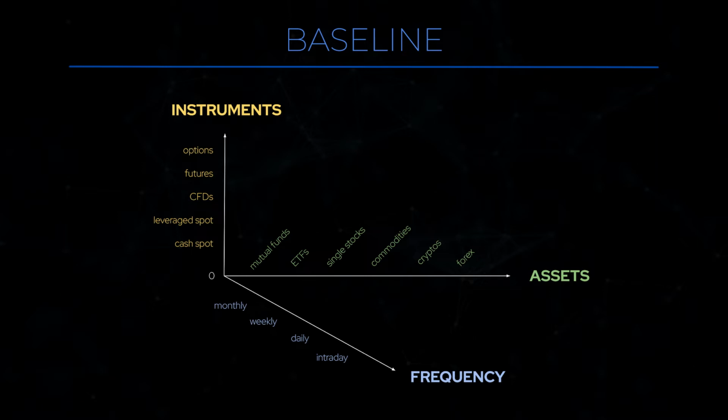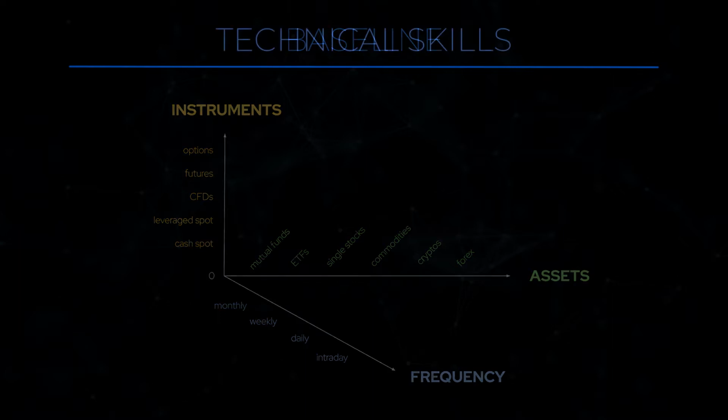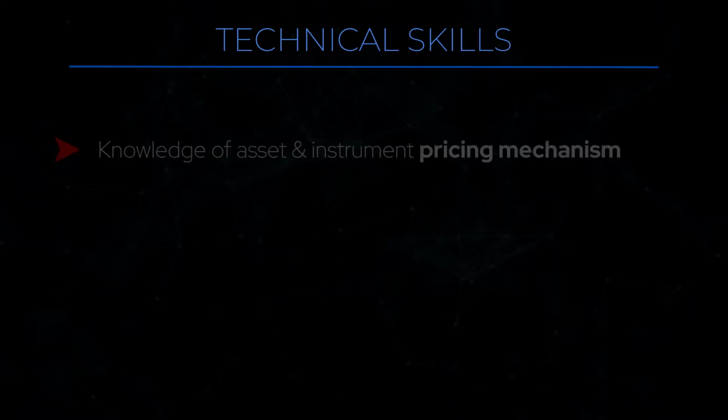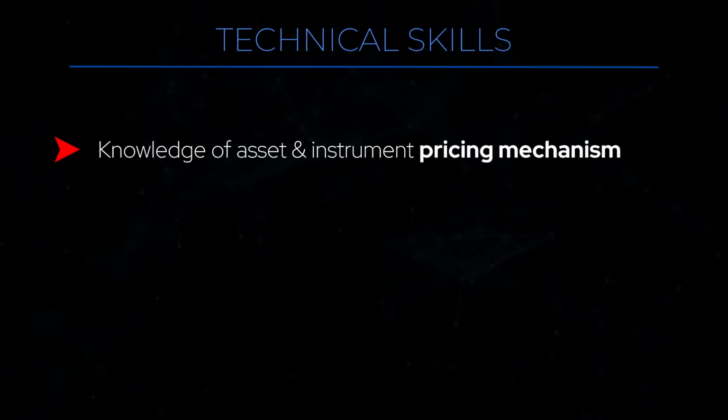With this baseline now well defined, let's review the first constraint to consider in order to help you decide on where to start. We're going to begin with the first and most obvious set of limitations, your own. Your technical skills come first in line in this equation. Regardless of the time frame that you intend to trade, your skill set should be reviewed against your knowledge of the pricing mechanism of the asset that you are targeting, as well as your understanding of the instrument that you are planning to trade it with.